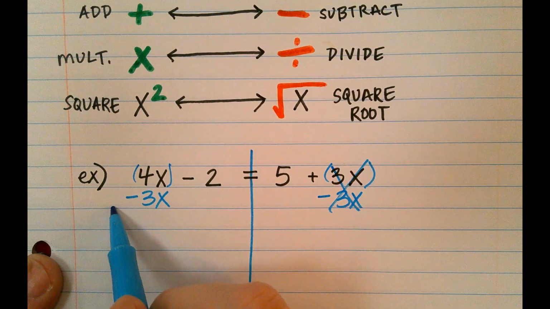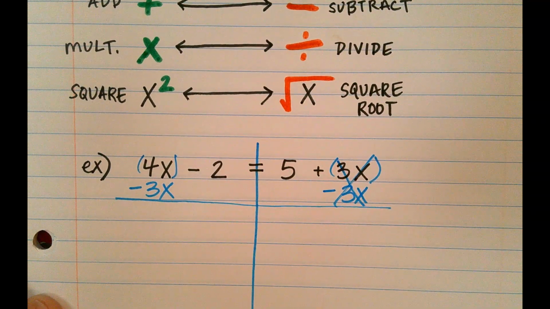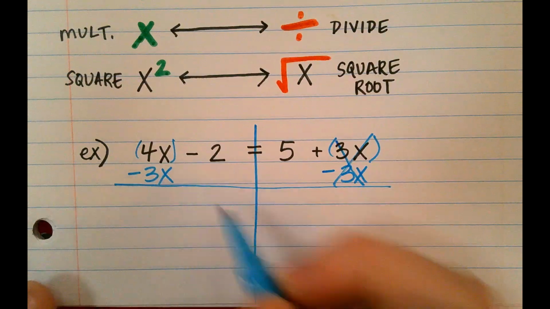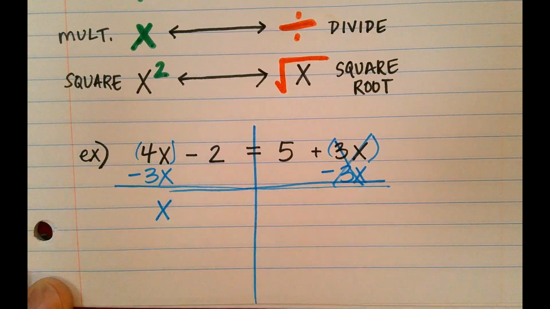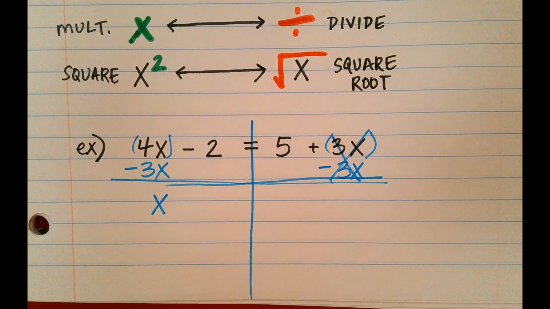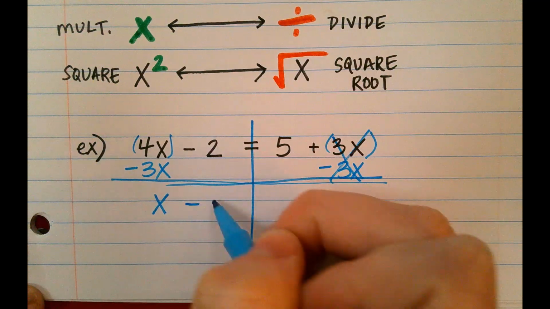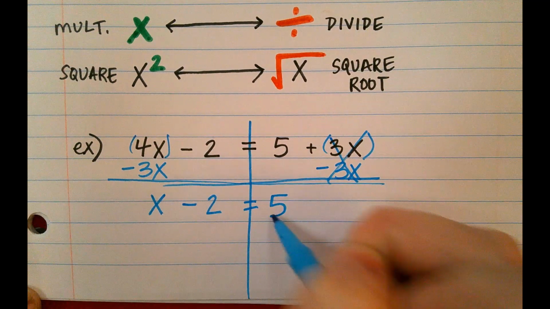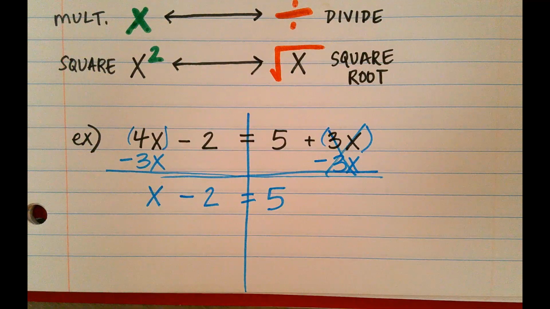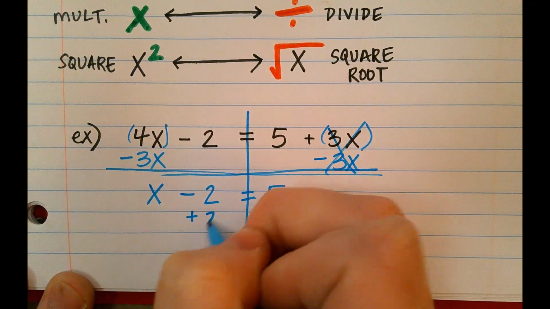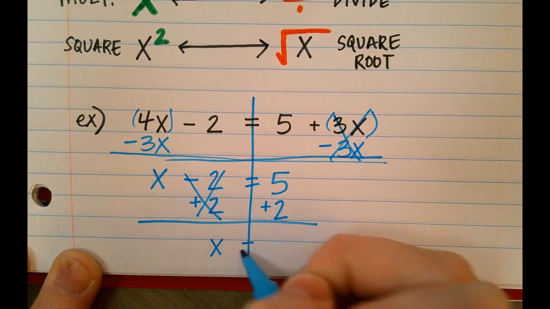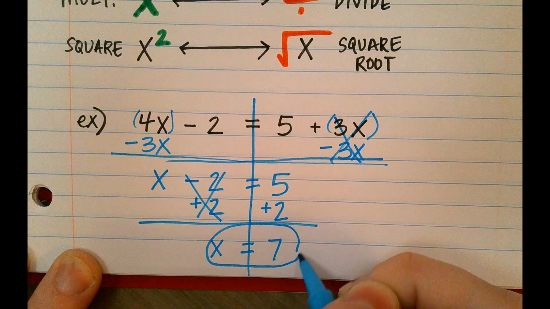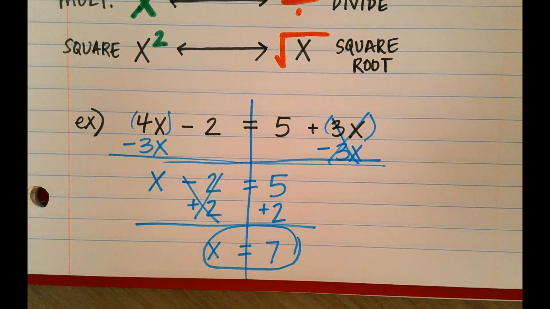So good. And 4x minus 3x is 1x. Do I need to write the 1? Nope, I'm just going to write x. So I have x. And then what? Bring everything down. Minus 2 equals 5. Now what would I do? Add the 2. Yeah. Add the 2 to both sides, and we get x equals 7. Wonderful. Okay. Now, is there any part of that that doesn't make sense?